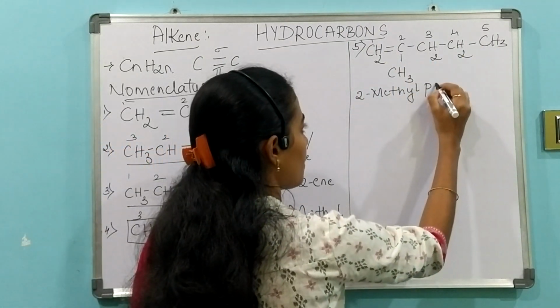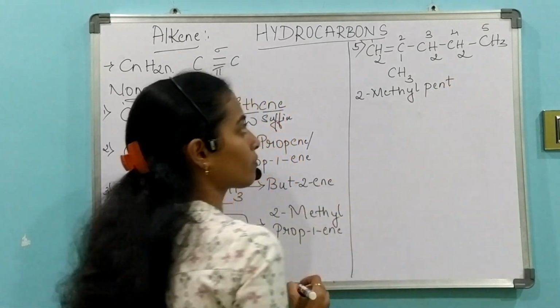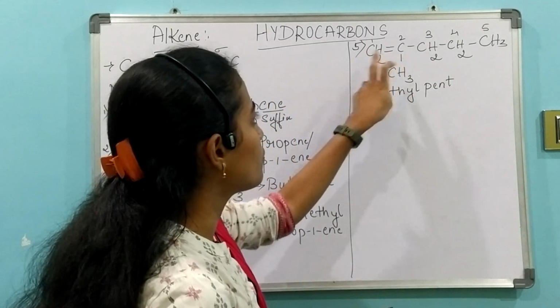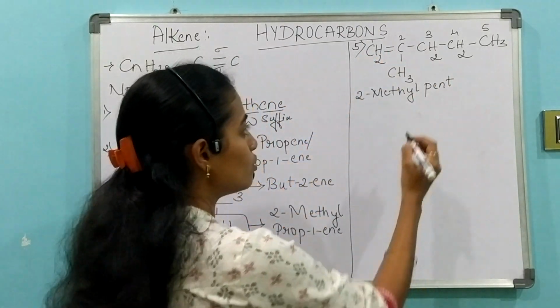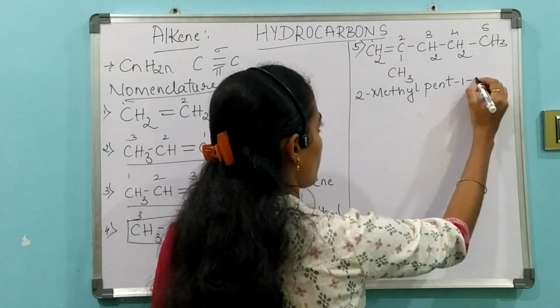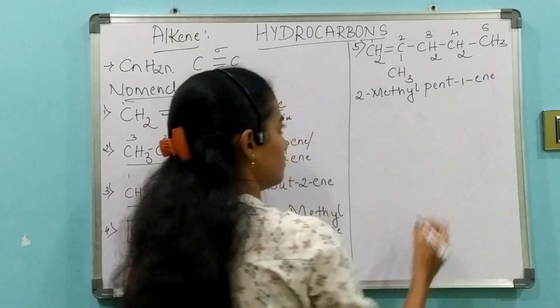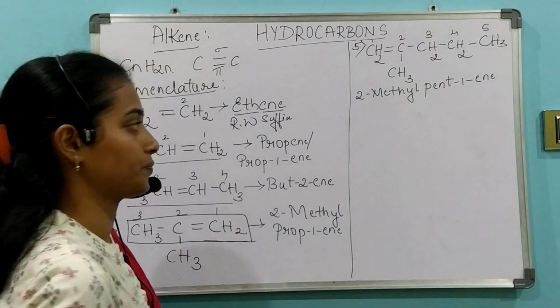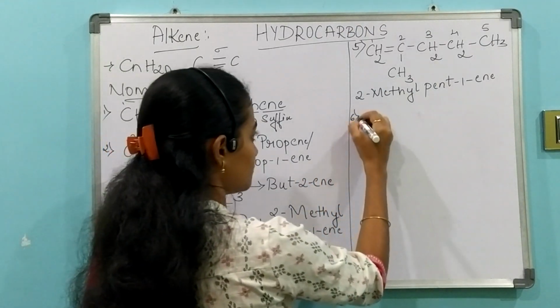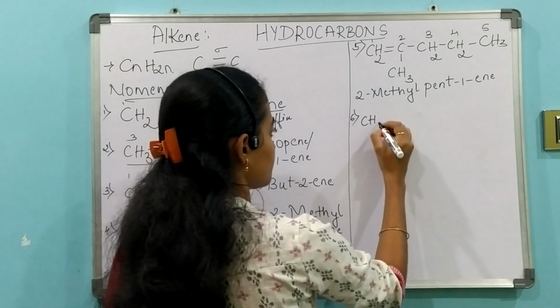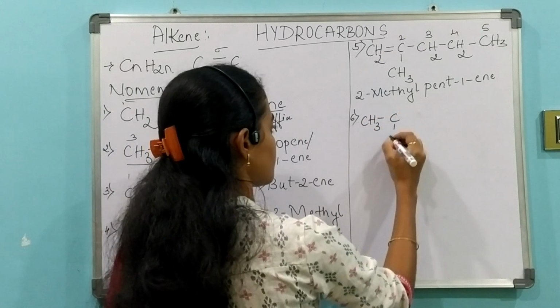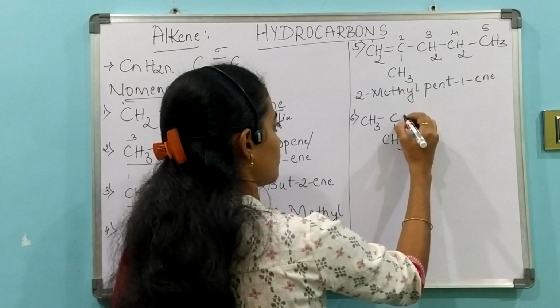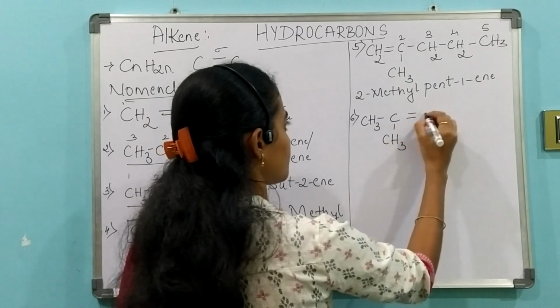In the parent chain you have the 5 carbons. So it will be pent. And you have the double bond between carbon 1 and carbon 2. So you can write it as 1-ene. 2-methyl pent 1-ene. Go for the sixth one.